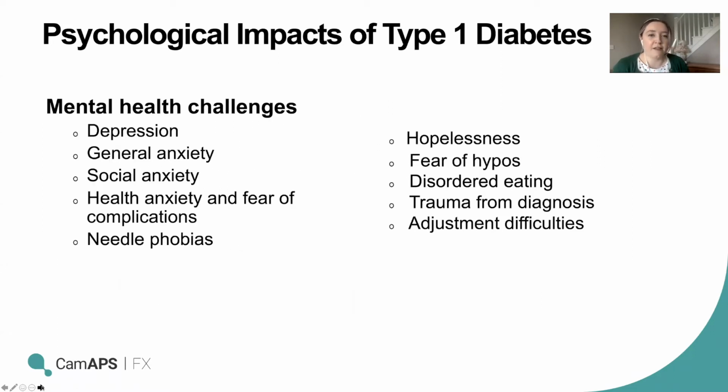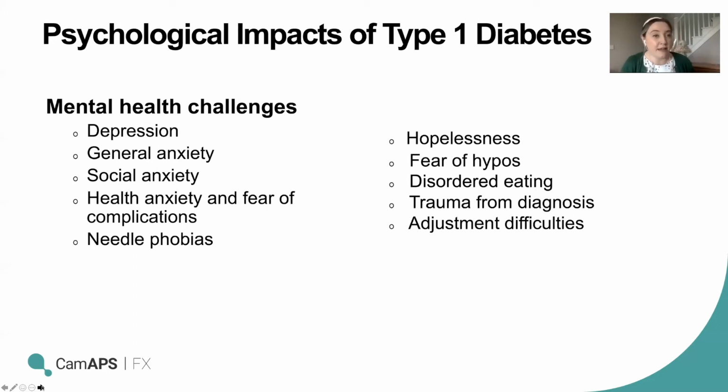And then finally, some of the mental health challenges that we see as a result of living with diabetes, or that can be quite commonly comorbid with diabetes, would be depression, general anxiety, and social anxiety, again because of that fear of being different, and how to behave in a social setting with diabetes. Health anxiety is a really common one, a fear of complications. So many people are very, very afraid of the complications that could come down the line.